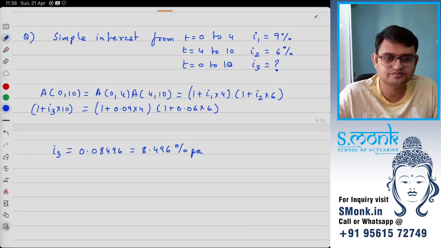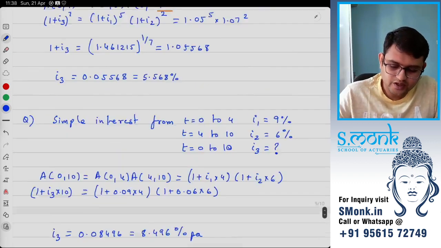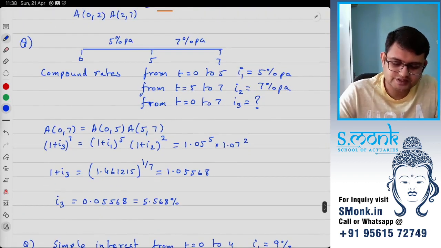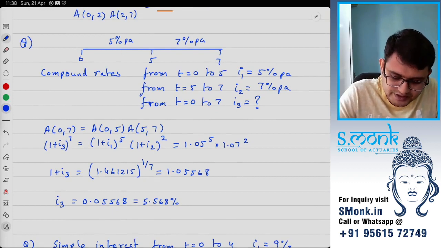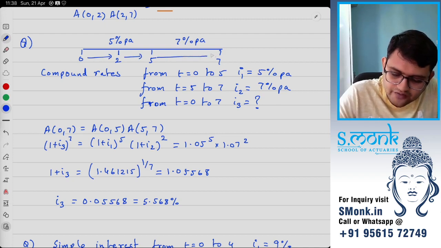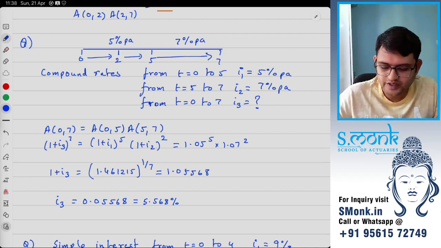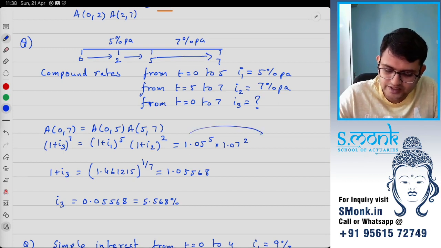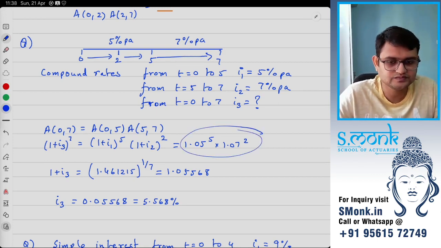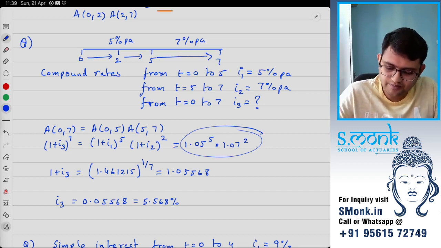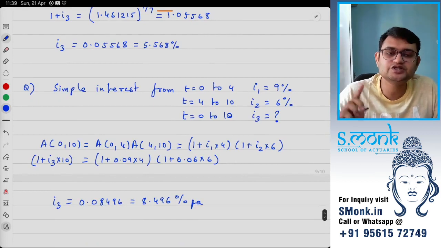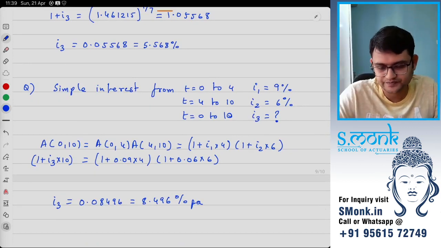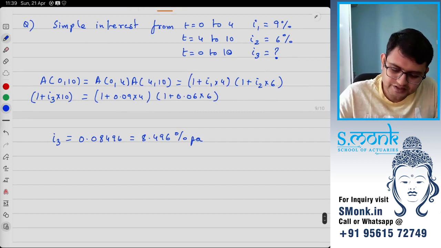Any problem here? Now, because compound interest is consistent, if I go from 0 to 2, then 2 to 5 and 5 to 7, it will give me exactly the same answer as this. Okay, exactly the same answer as this. But simple interest is not consistent. Okay. Simple interest is not consistent.